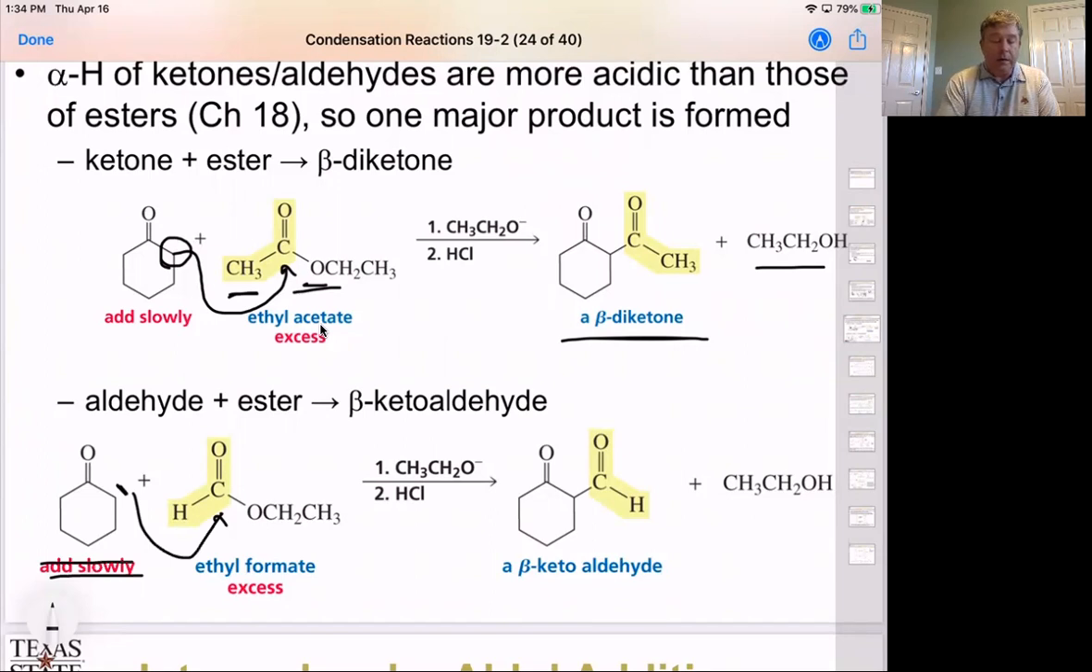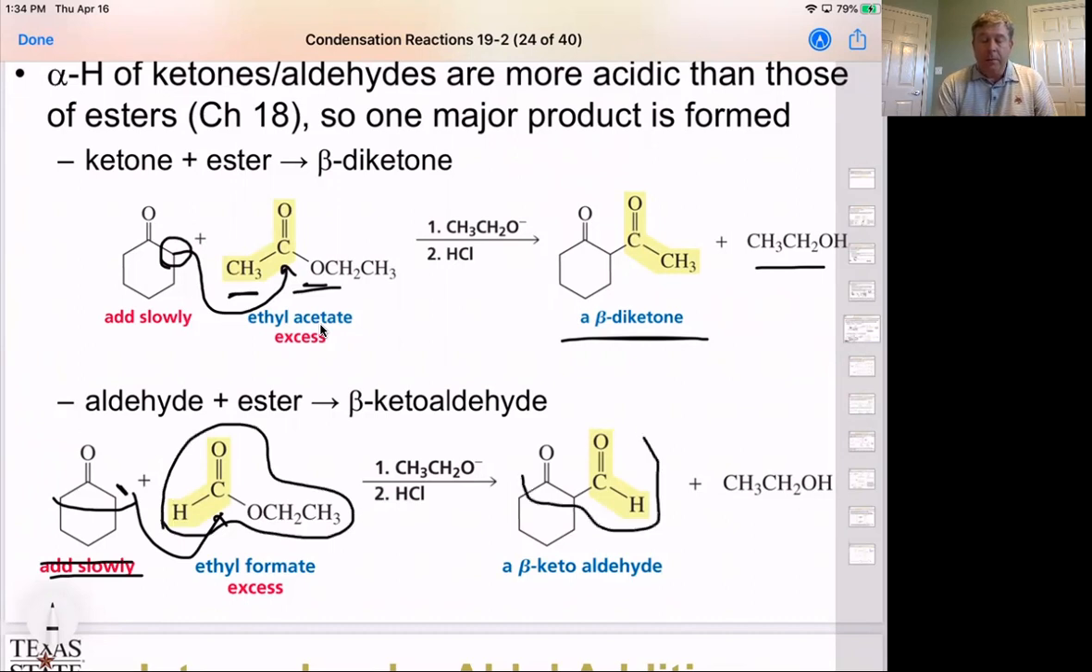Therefore, you're going to get your ketone from your keto species you started with, but the aldehyde comes from the fact that you're using the ester of formic acid. And that's how you can get this beta ketoaldehyde compound here by adding just that extra carbon.